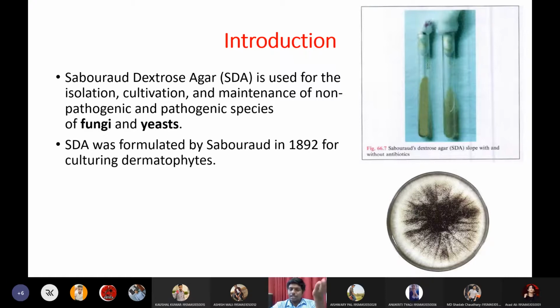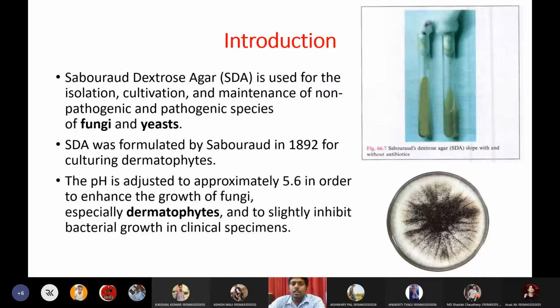Because it was made by a scientist called Sabouraud. Sabouraud used this particular agar for isolation of dermatophytes, for isolating skin infection-causing fungi. He developed this particular media. Okay, his name is Sabouraud, so that is why this media is called Sabouraud dextrose agar. It was identified by Sabouraud in 1892 for cultivation of dermatophytes. Dermatophytes are the fungi that cause skin infection.